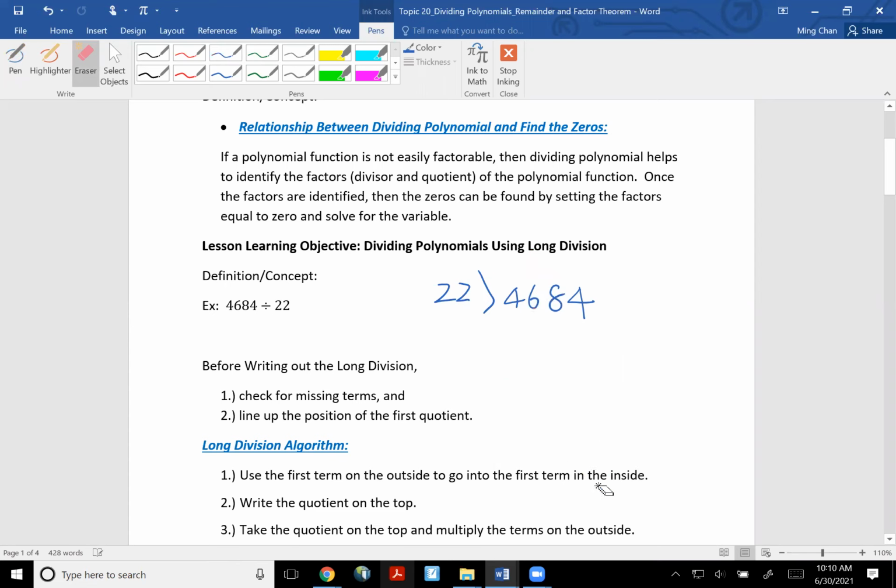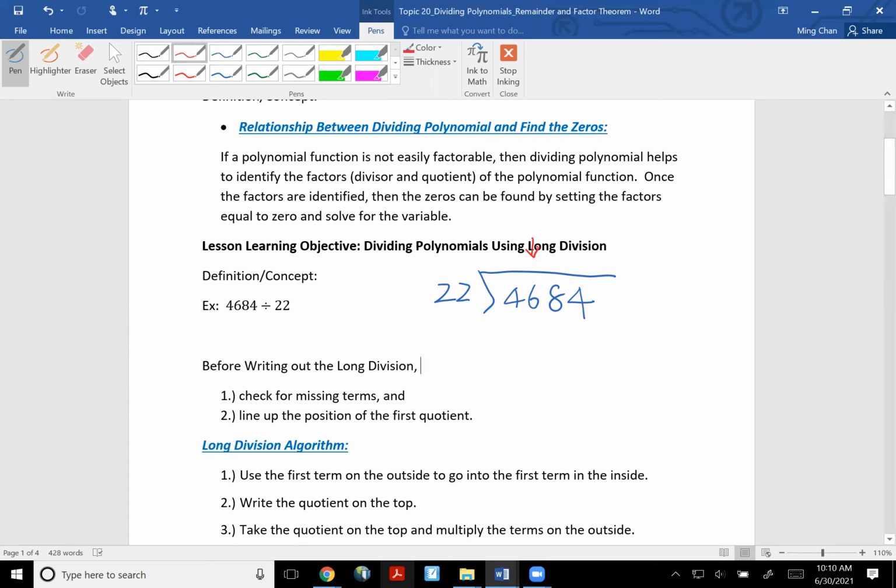This is the way we're gonna divide polynomials. Let's pretend every number, every digit is a term. So my dividend has 4 terms. My divisor has 2 terms. So if I have 2 terms on the outside, then I will deal with 2 terms in the inside at a time. So my first quotient goes on top of the 6.